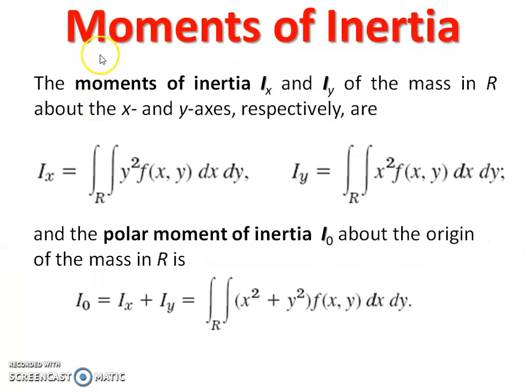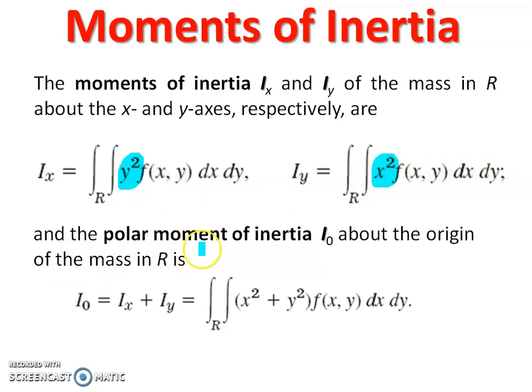The last application is the moment of inertia. The moment of inertia Ix and Iy of the mass in R about the x and y axes respectively are given by the following. Ix equals the double integral of y squared times f(x,y), and Iy is given by the double integral of x squared times f(x,y).